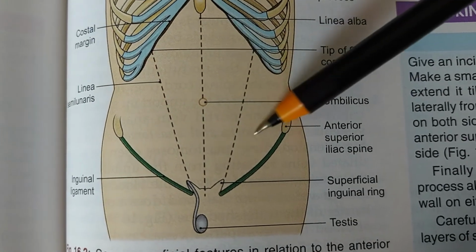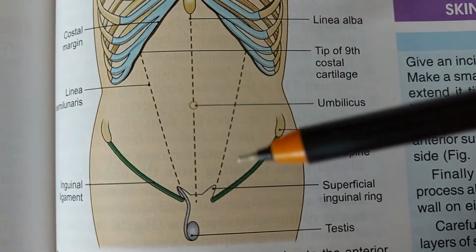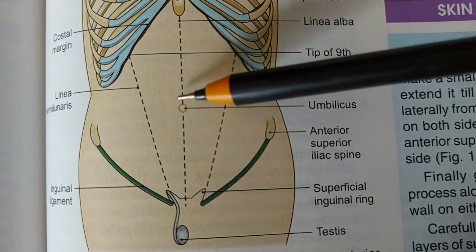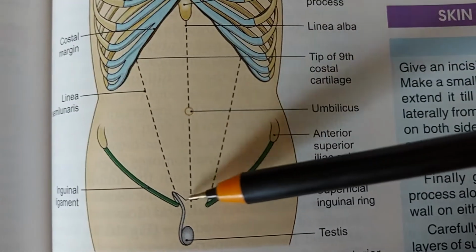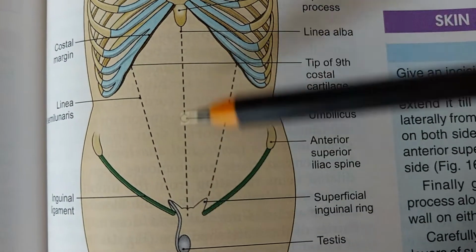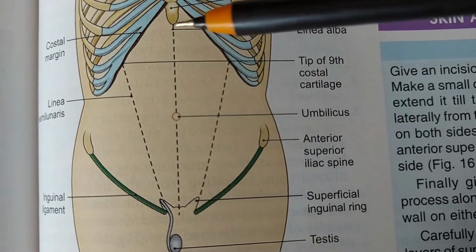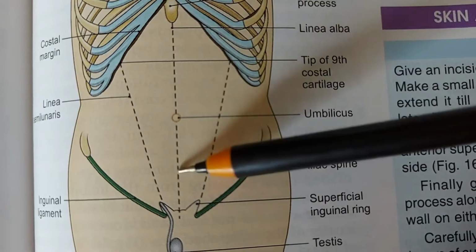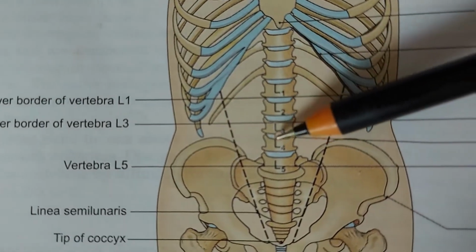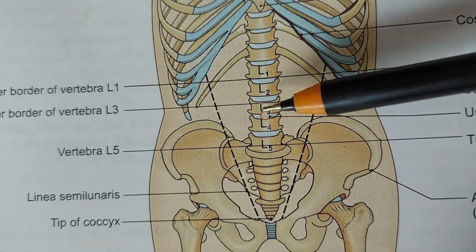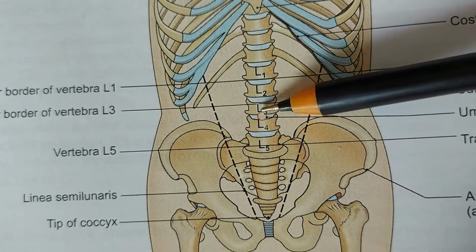In the anterior part of the abdomen, we can see there is the midline. Here is the midline, and in the midline we can see there is a white line. This is known as the linea alba. This linea alba extends from the xiphoid process to the symphysis pubis, and in between there is the umbilicus. We can see here the umbilicus is at the level between the third and fourth lumbar vertebra.